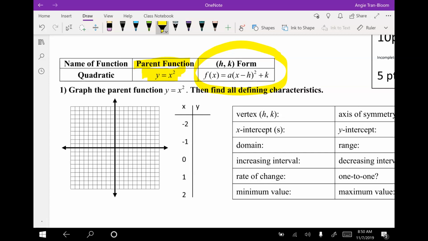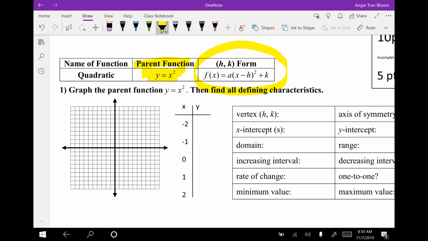Okay. Transformations, they will be exactly the same from when you study absolute value all the way until you take the second semester final. It will never ever change. A value will always do the same thing. H value will always transform the same way, and K value will always either go up or down.